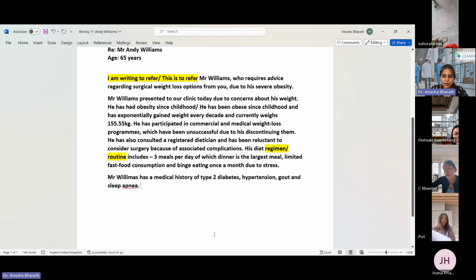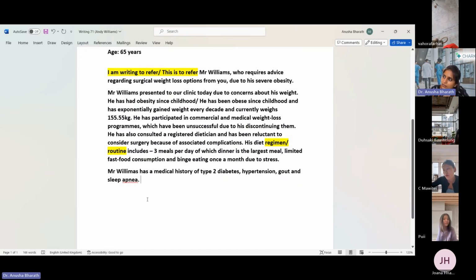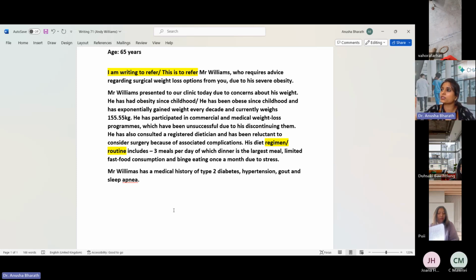What else? About his family history? He has a family history of obesity. Sorry? No need. I don't need the specifics of the reports, the temperature, blood pressure, nothing. Here I'm being specific only about the weight because we have to mention only that. Here we can't be vague, huh?